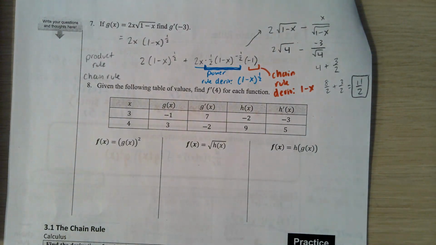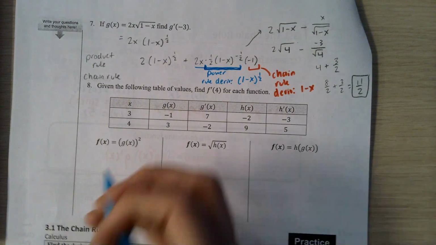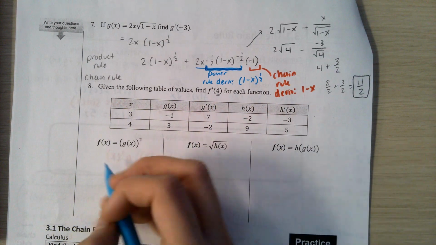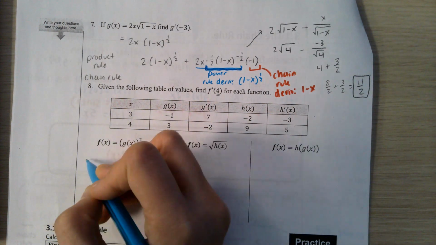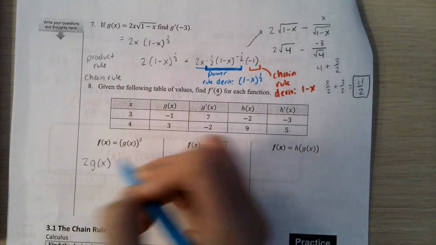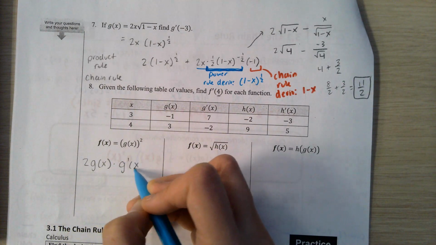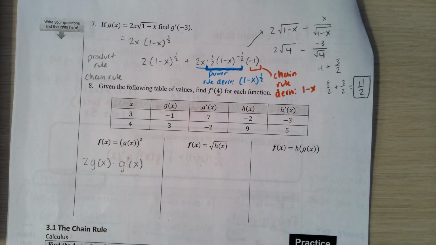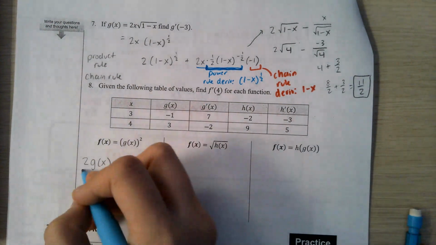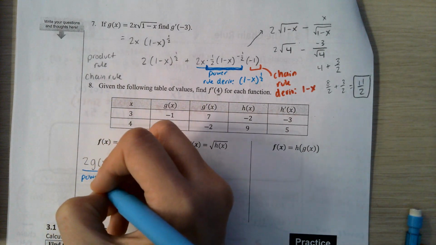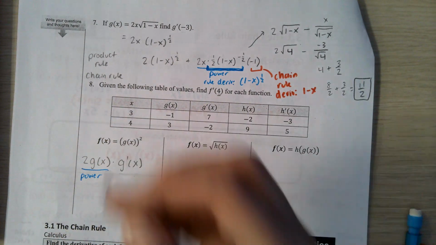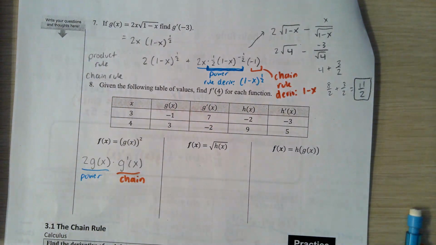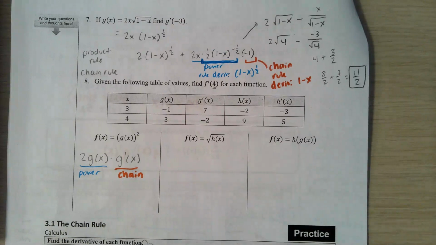Okay, so for these, I'm gonna write it before we put in our 4, and then I'm gonna do it after. Okay, so for this one we do our power rule, so 2g of x, and then we do our chain rule. So this is the power rule, this is the chain rule. It's a little harder when they don't give you an actual function, so I have to physically write g prime of x.